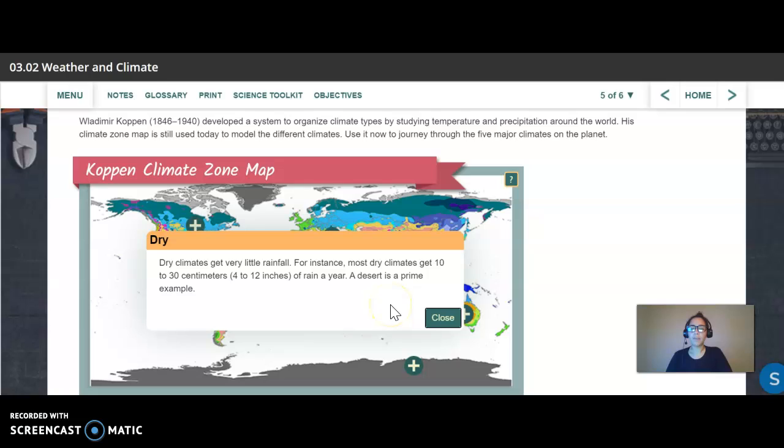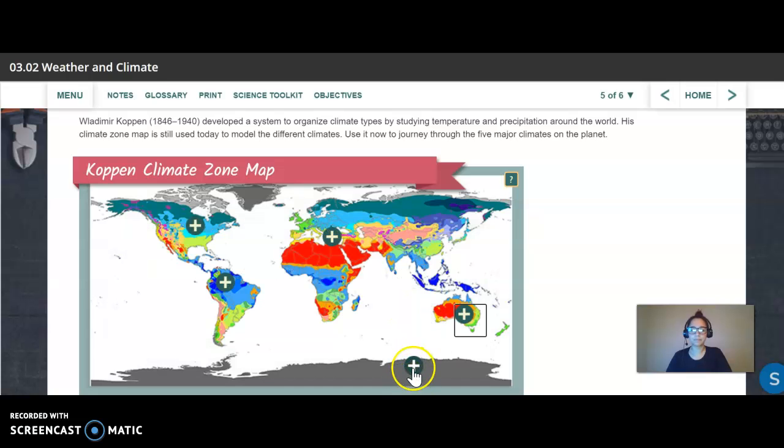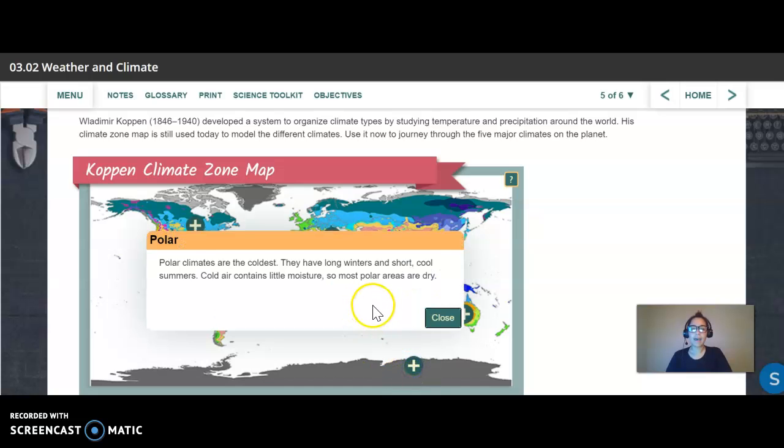We also have something called a dry climate, and that gets very little rainfall. So most dry climates will only get 4 to 12 inches of rain a year, and a desert is a prime example of this. Finally, we have a polar climate, and these are the coldest, and they have long winters and short, cool summers. Cold air contains little moisture, so most polar areas are also dry.